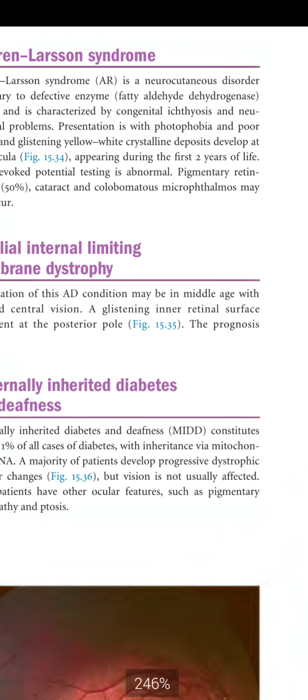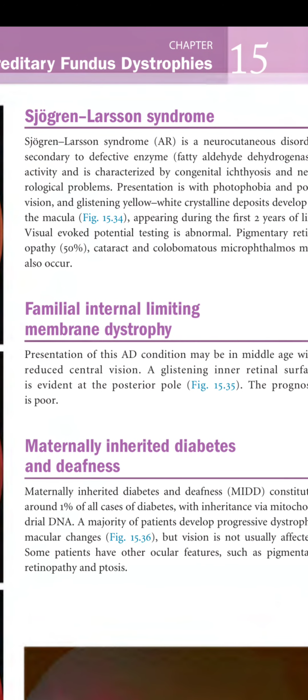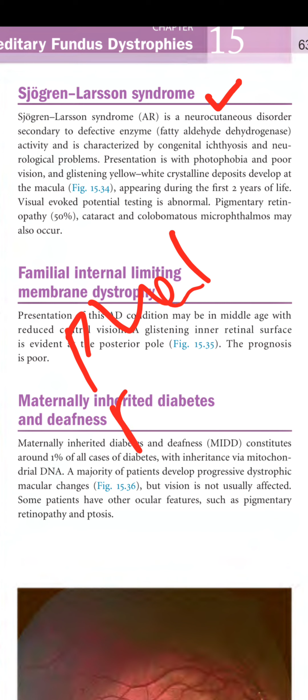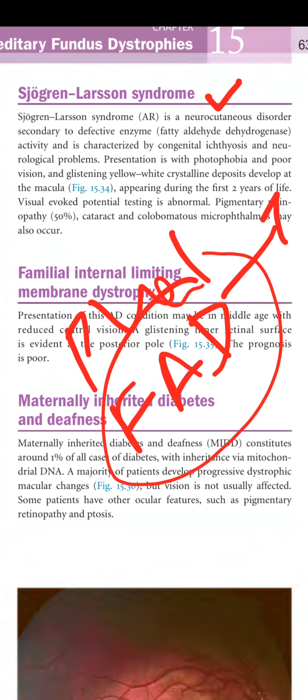Then there is Sjogren-Larsson syndrome. Sjogren-Larsson syndrome, autosomal recessive, is a neurocutaneous disorder secondary to defective enzyme fatty aldehyde dehydrogenase activity and is characterized by congenital ichthyosis and neurological problems. So it is a phakomatosis, which is basically a neurocutaneous disorder, and there is a deficiency of the enzyme fatty aldehyde dehydrogenase, and it results in congenital ichthyosis and neurological problems.